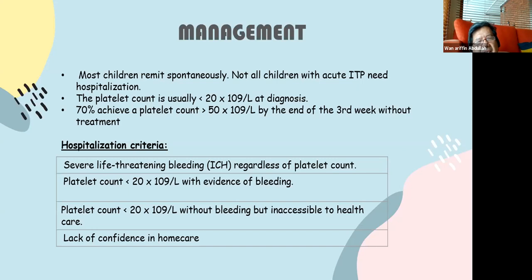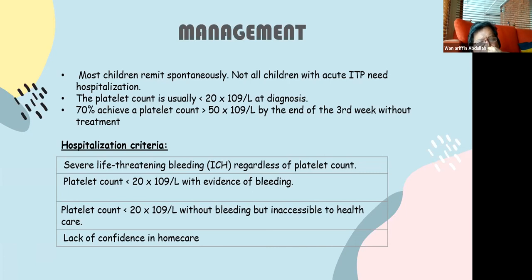hospitalization criterion. Lack of confidence in home care also is not reasonable because, like I said, this can go on. It can be chronic ITP, 1 year. So you want to admit the patient for 1 year because of lack of confidence? Where do you get this from? Pediatric protocol. Okay, so this is not really logical. So lack of confidence in home care in severe ITP, yes, during episodes of severe ITP.